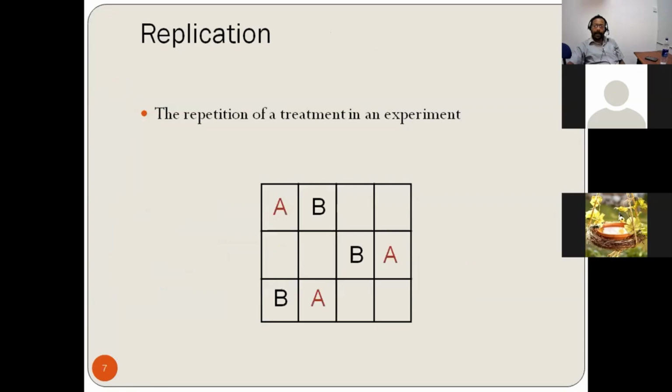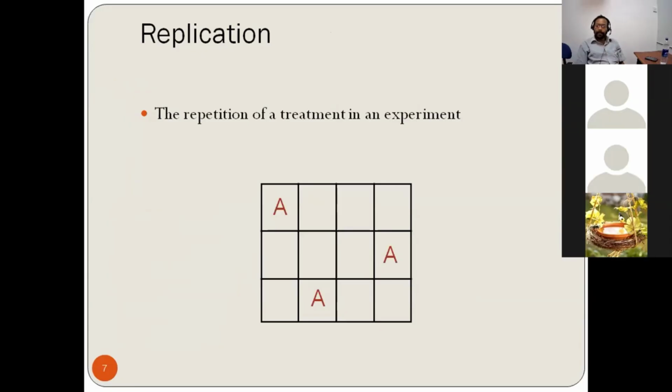Now we will come to another topic. What do you mean by replication? This is the second principle of experimental design. First one is randomization. Second one is replication. What do you mean by replication?